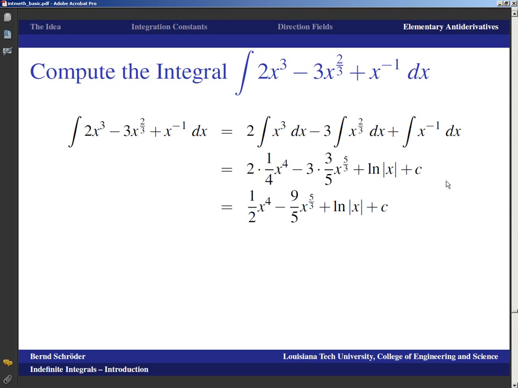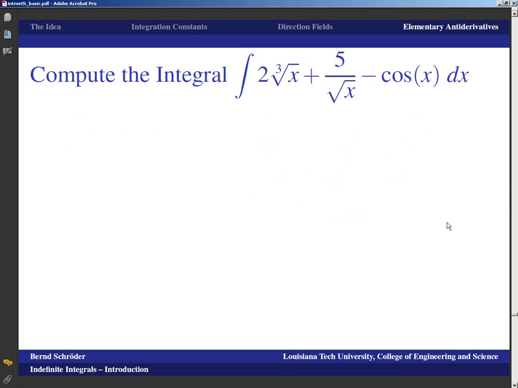And the last step then is that we can simplify a little bit. Well, 2/4 is 1/2. The x to the 4th stays the same. 3 times 3/5 is 9/5. x to the 5/3 stays the same, and the rest, the ln x plus c, also stays the same. And that is already it for this kind of computation.